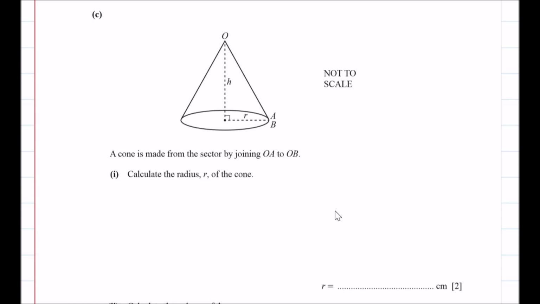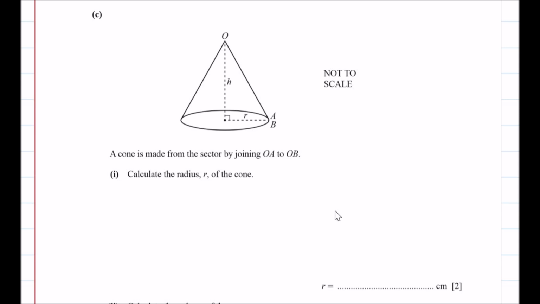It says a cone is made from the sector by joining OA to OB. A cone is made from the sector by joining OA to OB. Okay. The sector is now converted into cone. Okay. Calculate the radius R of the cone.